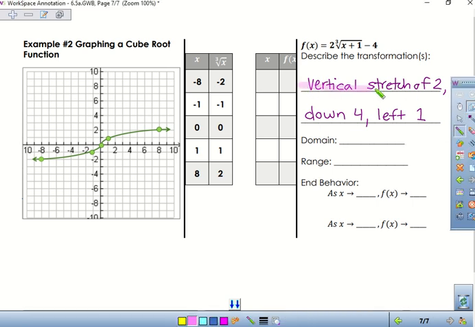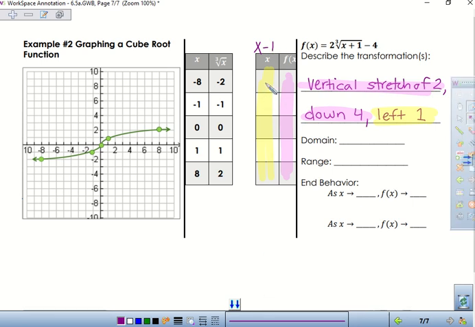Now we know that these two right here affect which part of the table? The y. And this one affects the x. Good. So I'm going to take all my x's and I'm going to do what with them? Minus 1. Because remember, you're going left. So think about it. Go left, you're going to subtract. So that's going to be negative 9, negative 2, negative 1, 0, and 7. I just took all the x's and I subtracted 1 from them.